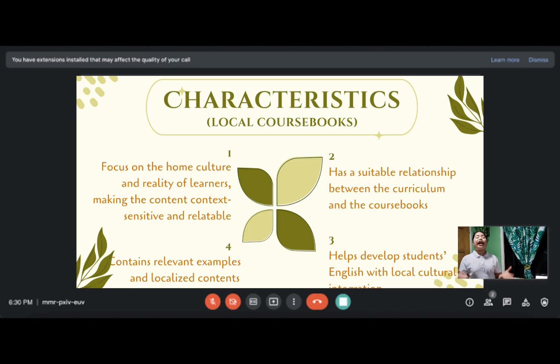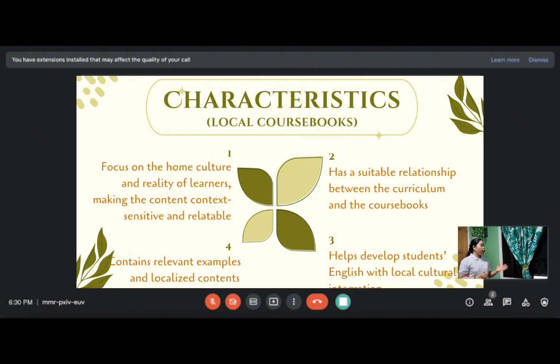Let's move on to the second characteristic of local course books. So, it has a suitable relationship between the curriculum and the course book. So, they match the curriculum. They show a strong connection between the curriculum and the course book. So, the content is aligned with what the Department of Education requires. It supports the national learning goals.